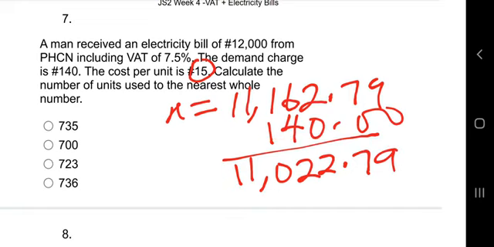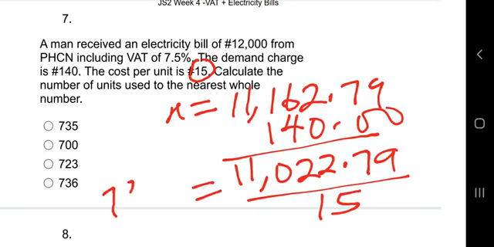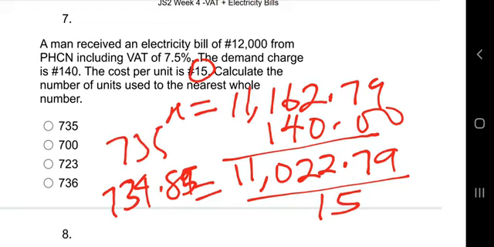So divided by 15, and this will give us 734.85. So approximately, because we can't have decimals in units, we use 735. So what we're going to have is 735 units, which is this option.